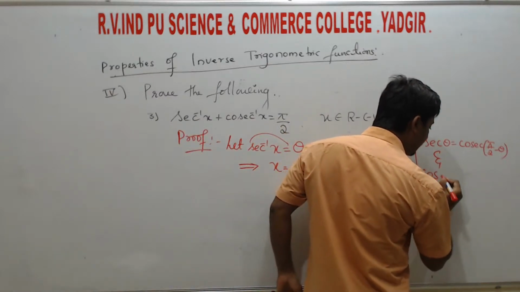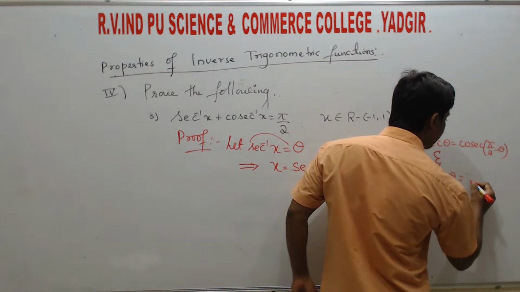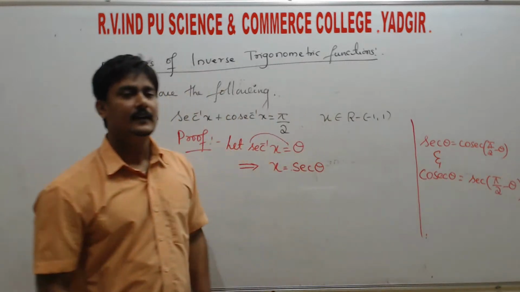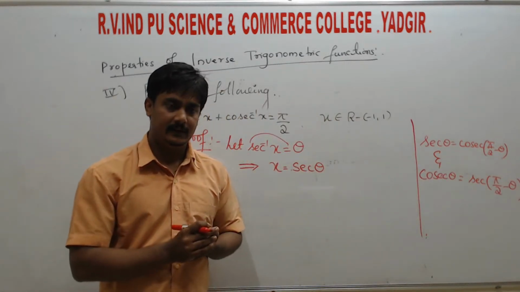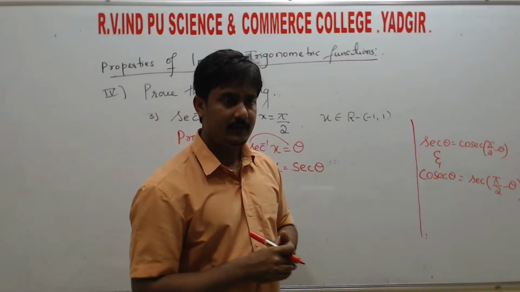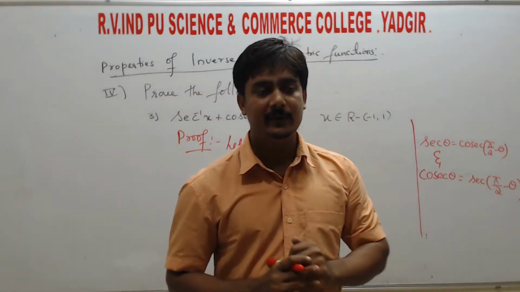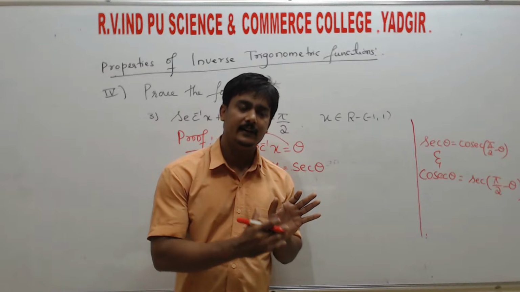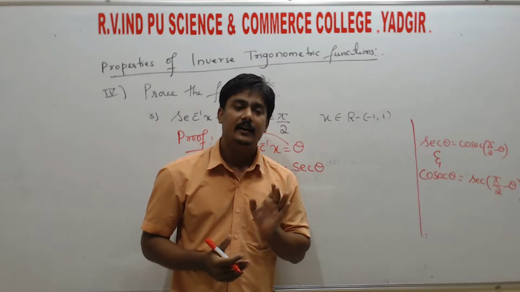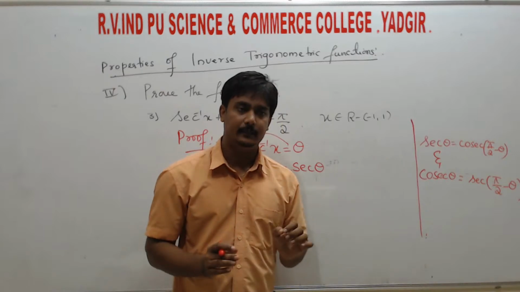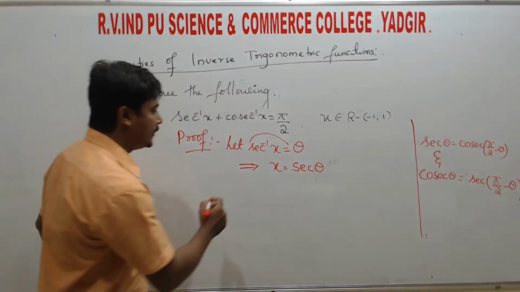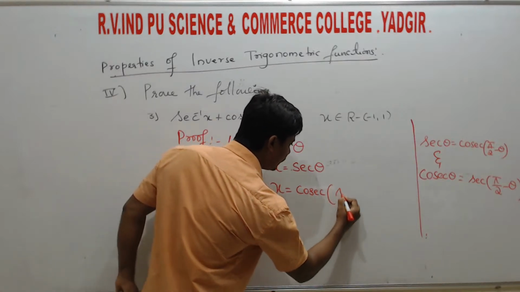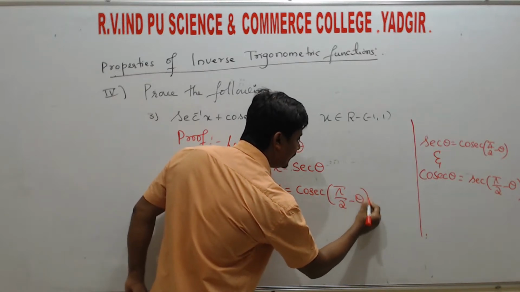And how can I write cosec theta? Cosec theta, I can write as secant of 90 minus theta. Sin theta we can write as cos of 90 minus theta. Cos theta we can write as sin of 90 minus theta. Similarly, tan theta can be written as cot of 90 minus theta. Cot theta can be written as tan of 90 minus theta. Similarly, sec theta is written as cosecant of 90 minus theta, and cosecant theta is written as secant of 90 minus theta. So now I will write the secant theta as cosecant of 90 minus theta.